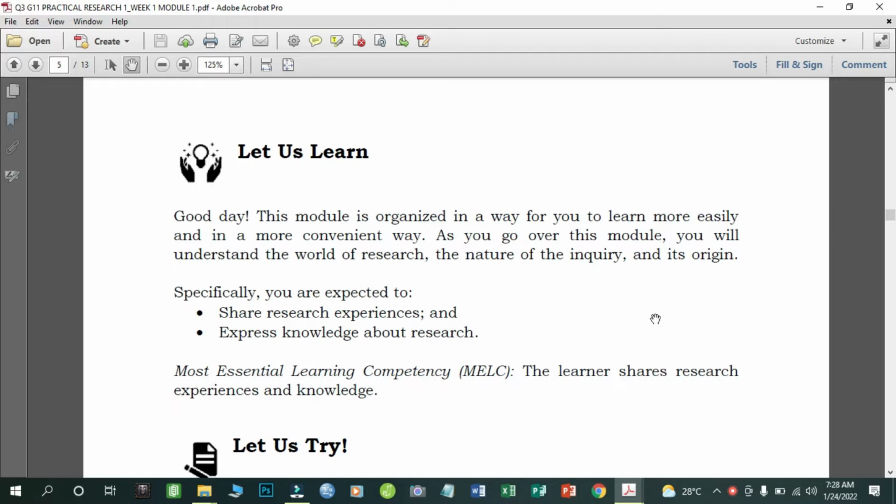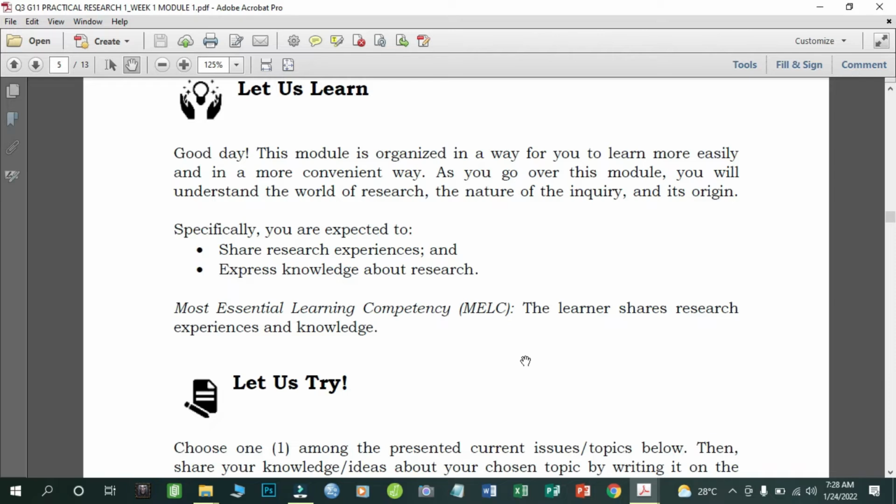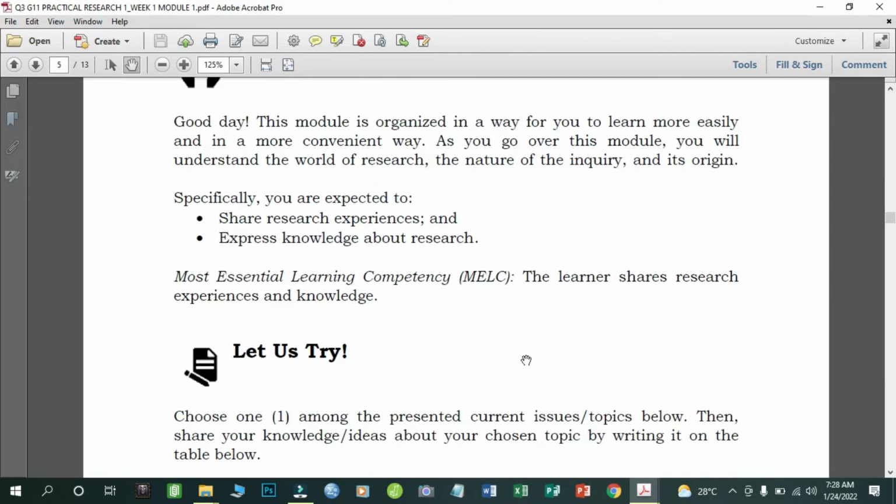So this is our objectives. You're going to share research experiences and express knowledge about research. Our most essential learning competency: a learner shares research experiences and knowledge. Okay, so let's have this.